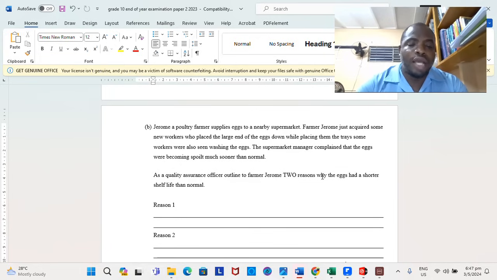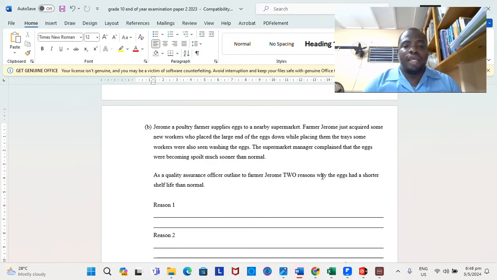As a quality assurance officer, outline to Farmer Jerome two reasons why the eggs had a shorter shelf life than normal. Now, one thing about the eggs, as we mentioned earlier on, when we looked at the parts that were asked to be labeled, the air sac is the larger end. And so that should always be turned up. If you place that downward in the tray, in the flats, it creates a problem for gaseous exchange, and that will allow his eggs to spoil much sooner.